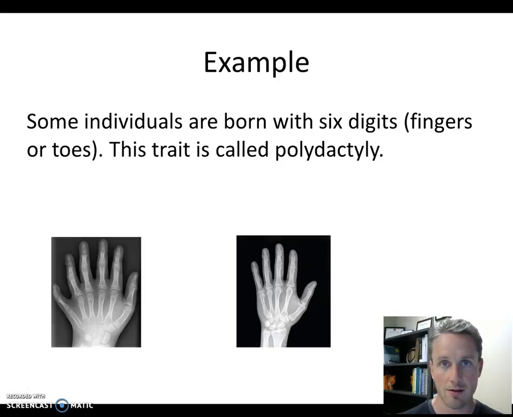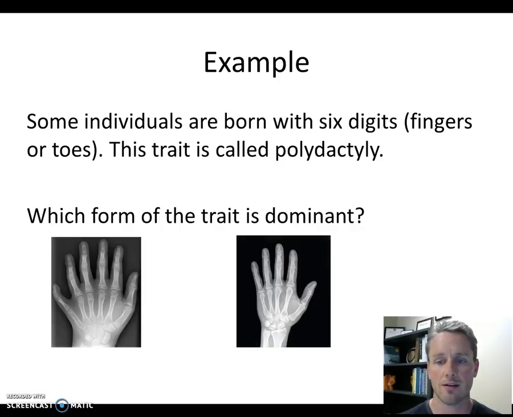All right, so let's think about one more example before we end. There's another trait that has two forms, where one is dominant and the other is recessive. This trait is called polydactyly. Polydactyly is when an individual is born with more than 5 digits. So in this x-ray, we can see a hand that has 6 digits. That's an individual with polydactyly. And then on the right, we've got an x-ray of an individual with the normal number of digits, just 5. So the question becomes, which form of this trait is dominant? Is having 5 digits dominant, or is having 6 digits dominant?